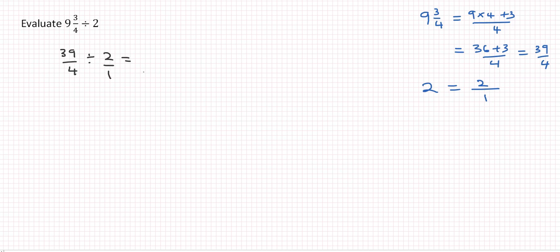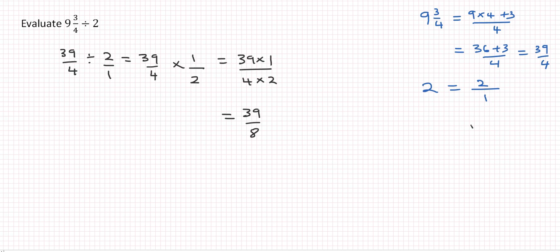Now we're going to remember our rules. The fraction to the left stays the same. The fraction to the right, the values change positions. So we now have 1 over 2. We multiply. This is going to be 39 multiplied by 1 over 4 multiplied by 2, which is going to give us 39 over 8.